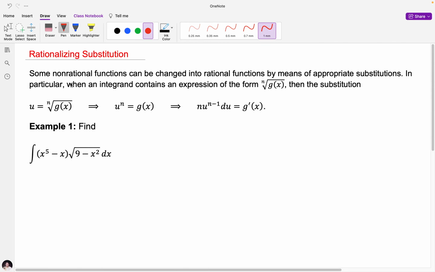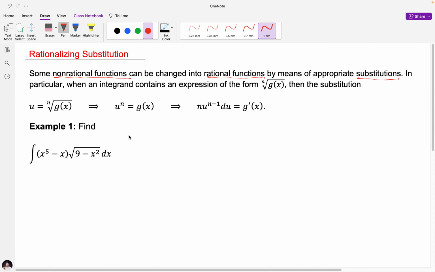Hello everyone, so this is the last technique that I will be teaching you on integration, and that is rationalizing substitution. Some non-rational functions can be changed into rational functions by means of appropriate substitution. So in this technique, we are going to change a non-rational function into a rational function, and that is by means of appropriate substitution. So we will be dealing with another type of substitution here.